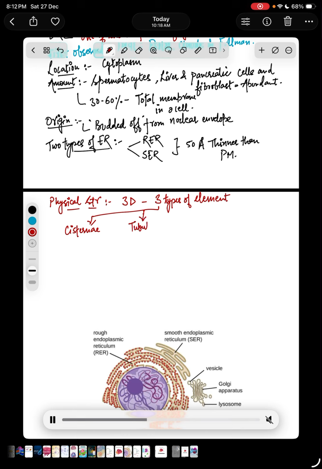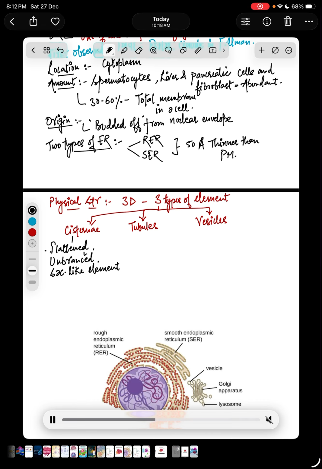So it's a three-dimensional network of intracellular composition and it is formed of three elements, that is cisternae, tubules and vesicles. Moving with cisternae, these are flattened, unbranched, sac-like elements. They lie in stacks parallel to one another. And this is the part where ribosomes are present on the surface, because of which RER appears to be rough.